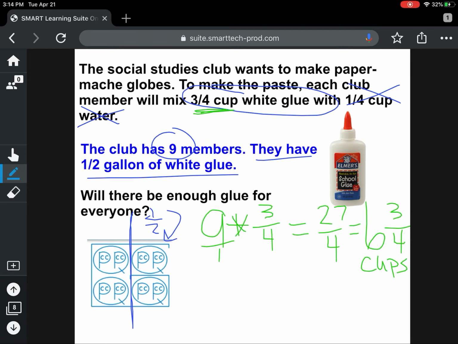So will there be enough for everyone to make it? Well, let's look and see. We know they have a half gallon of glue. How many cups are in a half gallon of glue? There's 2, 4, 6, 8. There are 8 cups of glue in their half gallon before they get started. And they only need 6 3/4 cups of glue so that everybody can make a globe. So do they have enough glue? Yes, they do. They have more than enough glue.